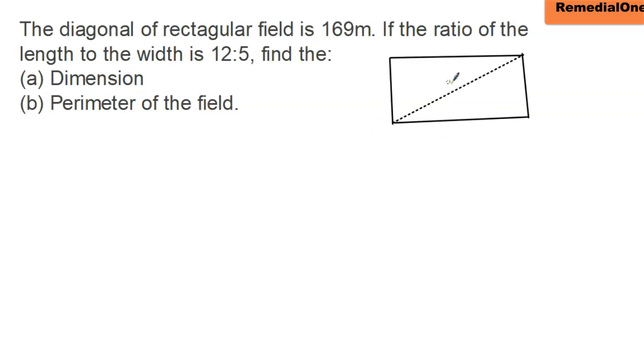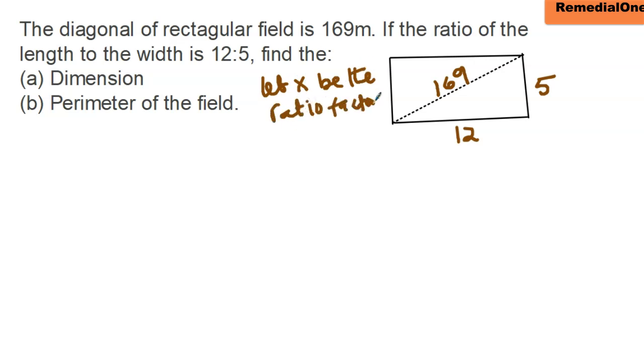So here the diagonal has to be 169, and then the length has to be 12 parts and the width 5 parts. We don't know the factor, so we are going to let x be the ratio factor. Here is going to be 12x and here is going to be 5x. Every angle is 90 degrees, so we can apply the Pythagoras theorem to find our dimensions.